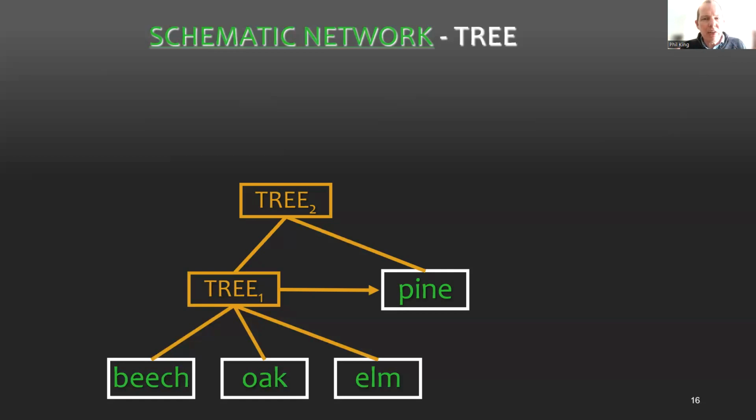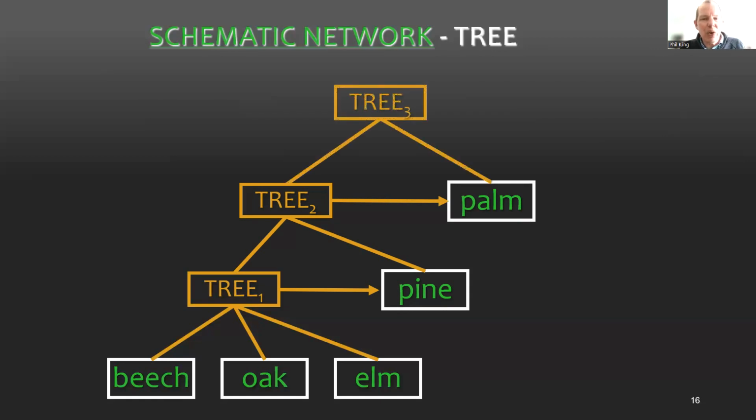It needs to unite together both deciduous and pine trees. Then perhaps we get exposed to a palm tree. And again, we need to extend from our prototype to deduce some kind of schematic tree that covers or sanctions all of palms and pines and beeches and oaks and elms.